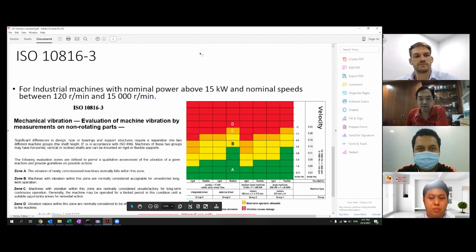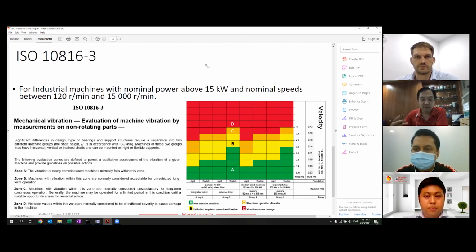Right. So if I understand correctly, Amar, just to clarify as well, as long as we compare with the ISO specifications of the machine, then we are more or less correct. Yes, you are right. All right, fantastic. Okay, that's good.